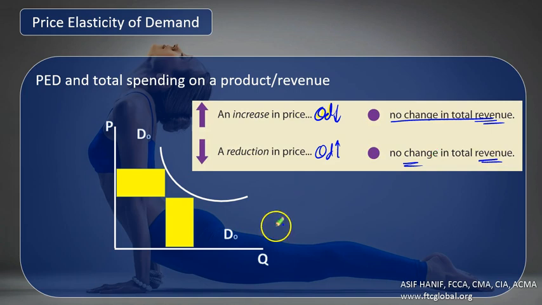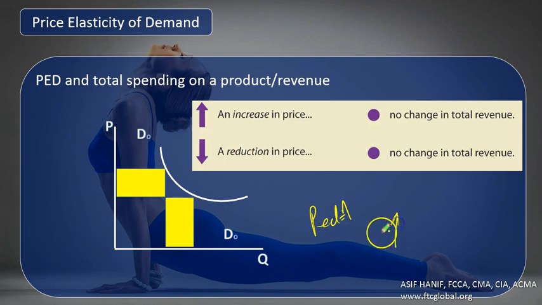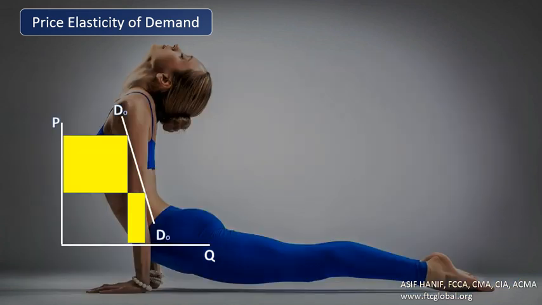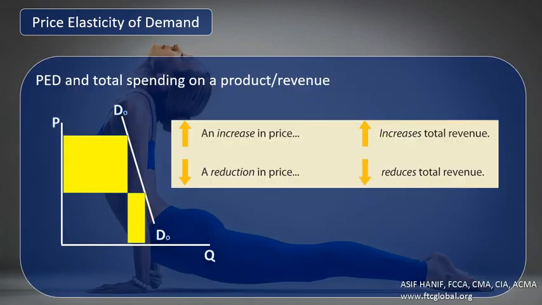So if the PED is greater than 1, an increase in price, as we saw previously, would decrease total revenue, and a decrease in price will increase total revenue. But if PED is exactly equal to 1, in that case, any increase or decrease will not affect the total expenditure of the customers and total revenue for the supplier. Next, if it is price inelastic, like in this case, price elasticity of demand is less than 1.